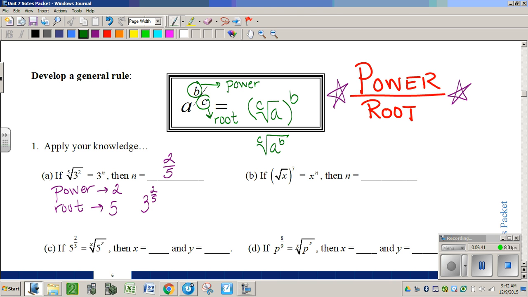All right, let's take a look at b. Now remember, when you take the square root of a number, your index is equal to 2. So therefore, your root is equal to 2. So if I take the square root of x raised to the 7th power, remember, power over root, this is going to be x raised to the 7 over 2. So in this case, our n value would be 7/2.